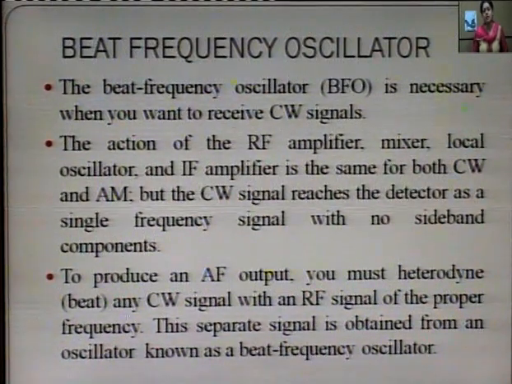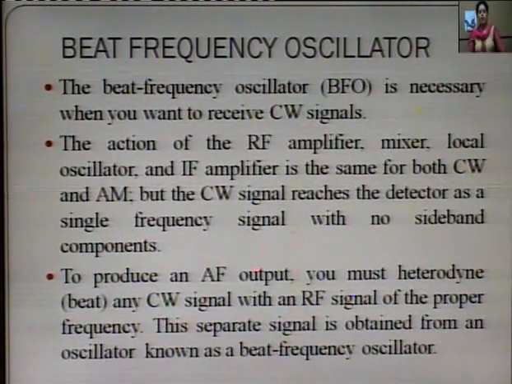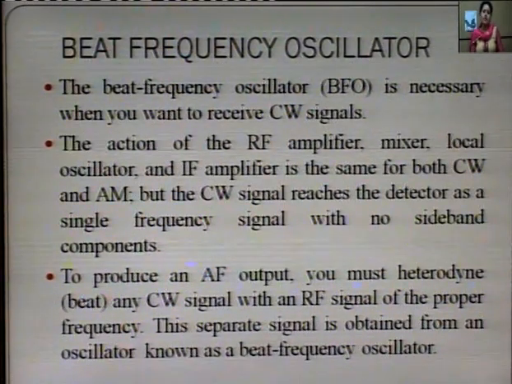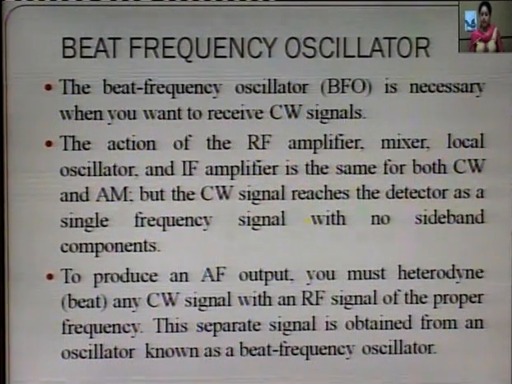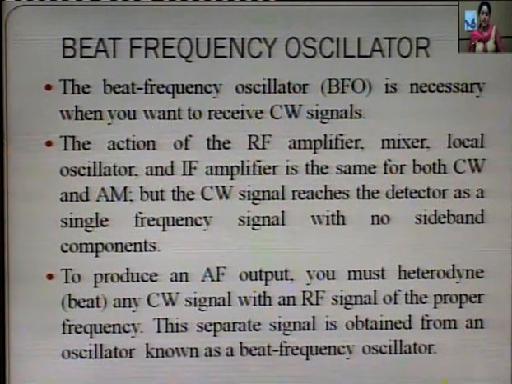Now the beat frequency oscillator, why is this beat frequency oscillator necessary? It is needed when you are going to operate on Morse code, that is, you want the dots and dashes to be audible. We discussed the continuous wave signals. The continuous wave signals have the signals in the form of dots and dashes, and if you want these dots and dashes to be audible, a beat frequency oscillator is necessary when you want to receive continuous wave signals.